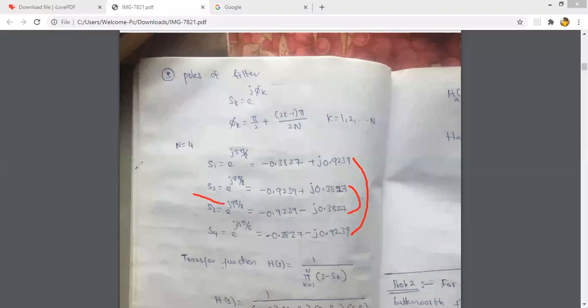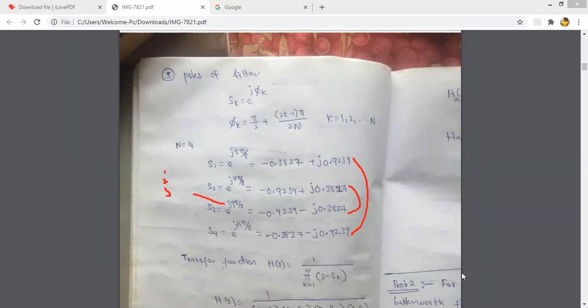See here, it is a Butterworth filter, and Butterworth filter poles lie on the unit circle. Since n is 4, you only find half of the poles, that is 2 poles. The third pole is the conjugate of the second one, and the fourth is the conjugate of the first one. You just observe these two are conjugates, and these two are conjugates. So for n equal to 4, finding half of the poles is sufficient. For n equal to 3, you find 1 and 2, and the third one will be the conjugate of the first one. Half of the poles you have to find, because the poles are on the unit circle.